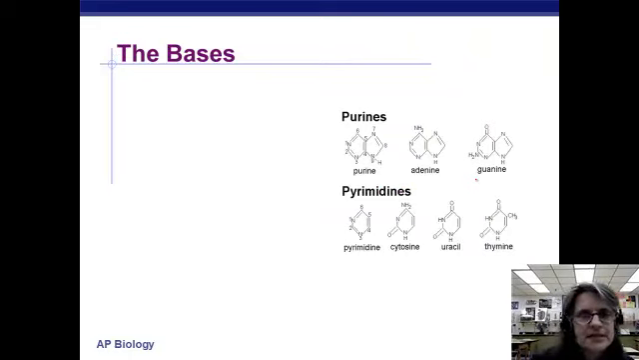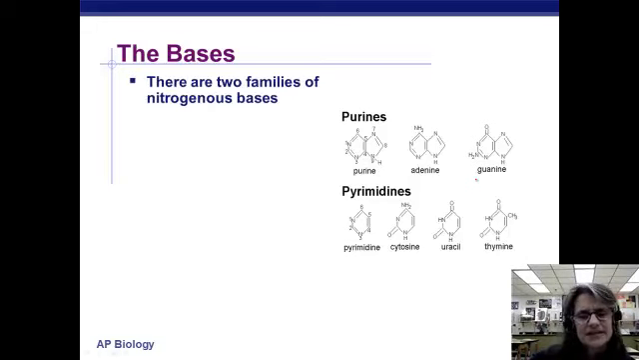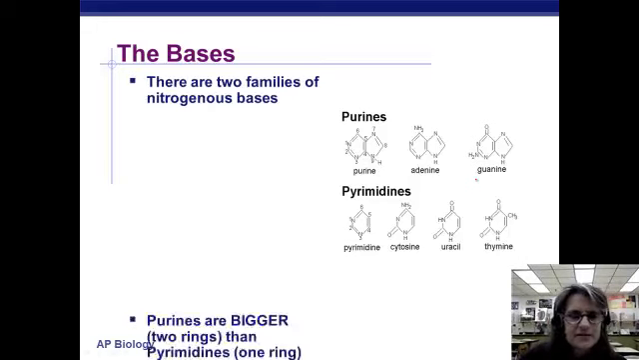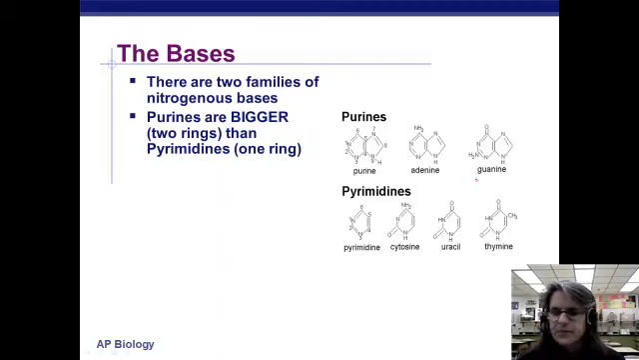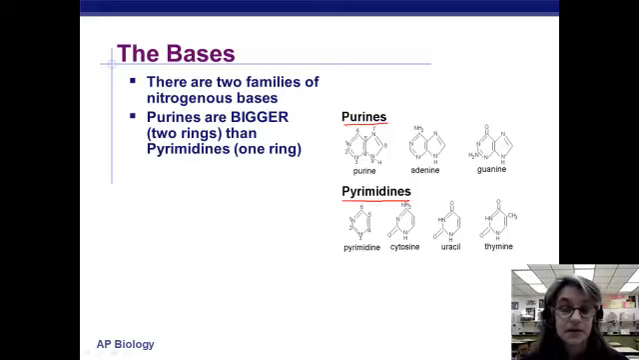Now, the bases, these nitrogenous bases, we're just going to call them bases because that's easier. They exist in essentially two kinds of families, purines and pyrimidines. I personally think this is kind of petty, the overall concept's not petty, but to ask you to remember purine versus pyrimidine, I think kind of is, but sometimes it does show up on the test.